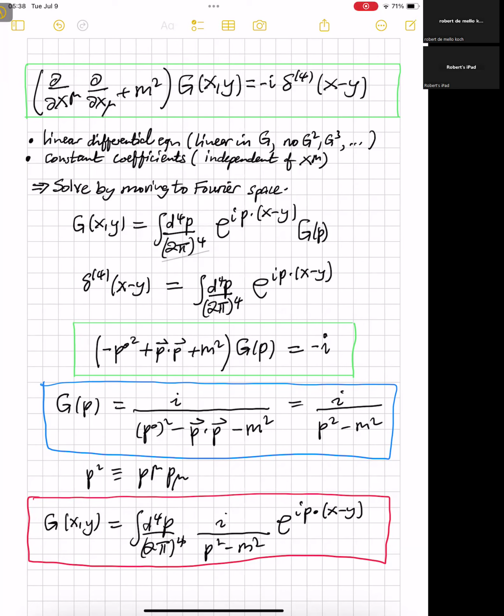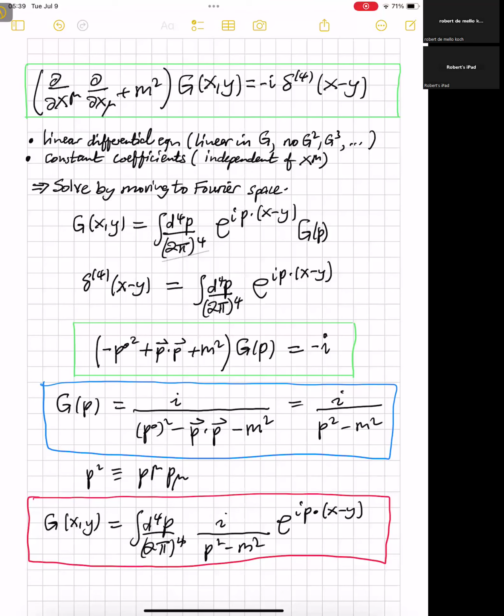In physics, you'll always see a Green's function equation of this form, meaning a linear operator acting on the Green's function is equal to minus I times the delta function. So it's always going to be a linear differential equation, linear in G, the Green's function, meaning there's no G squared and no G cubed terms. In addition, you'll often find that the Green's function equation has constant coefficients, and by that, I mean coefficients that are independent of x mu. In that case, there's a rather general method to solve this equation, and that's by using the Fourier transform.